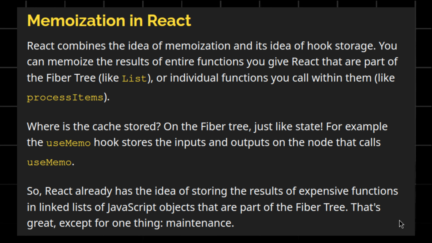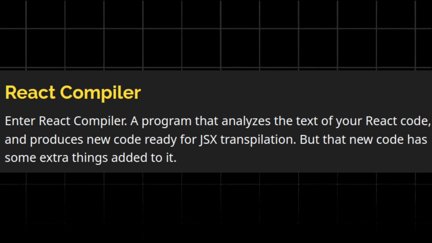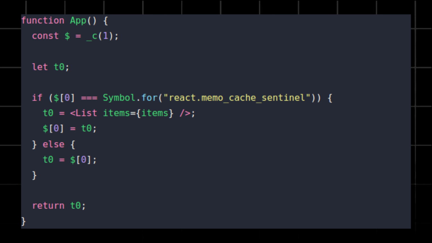React combines the idea of memoization and the idea of hook storage. You can memoize the result of the entire function you give React that are part of the fiber tree, or individual functions you call within them. The React compiler is a program that analyzes the text of your code and produces new code ready for JSX transpilation. Let's see what the React compiler actually does to our app.